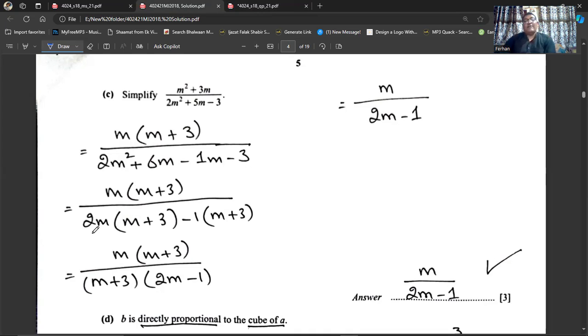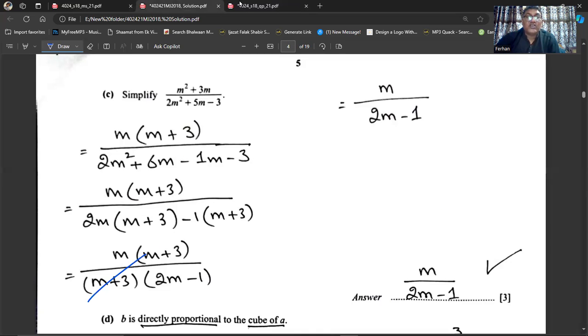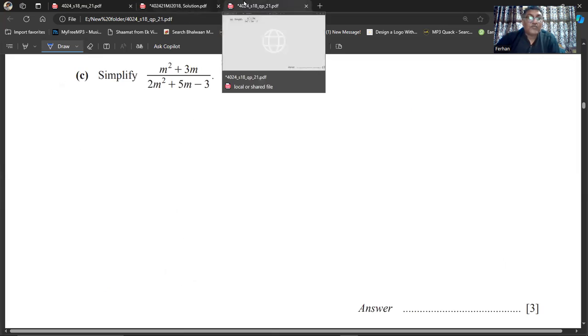So in the bracket, I will have m plus 3. Now in the denominator, m plus 3 can be taken common. So you will have m plus 3, and in the other bracket you will have 2m minus 1. This and this will be cancelled. So you will have m divided by 2m minus 1. M divided by 2m minus 1 is the right answer, sir. This is the solution. Pause the video if you want more time with this.